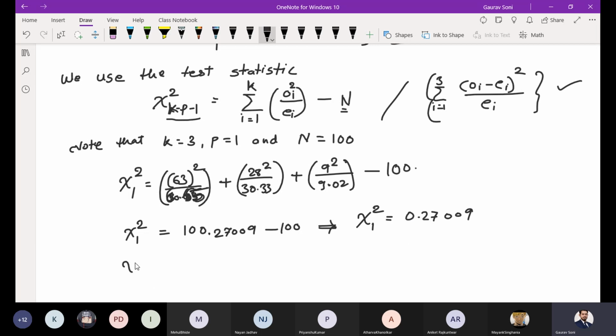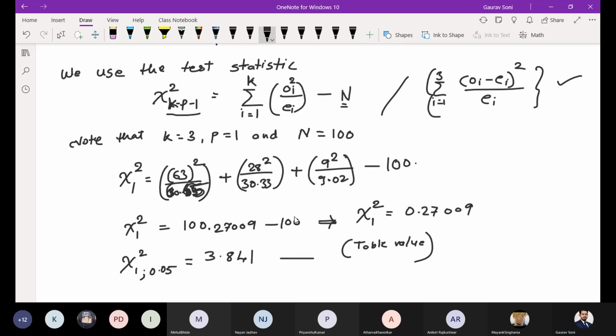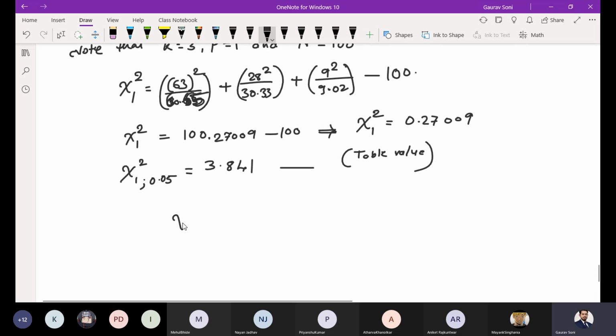The tabulated value, note that the degrees of freedom is 1 and level of significance is 5%, so that will be 0.05. So tabulated value is 3.841. This is the table value. What do we see? So the calculated value is less than the tabular value.